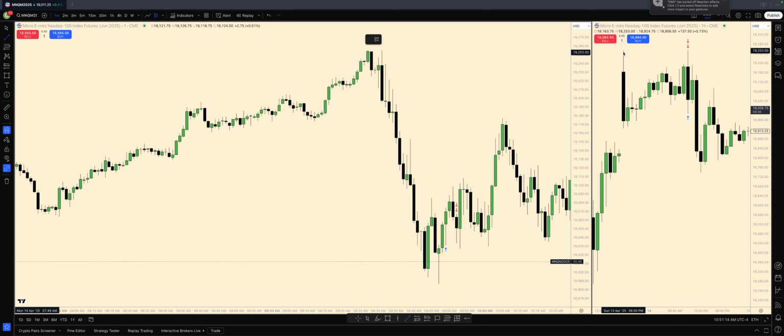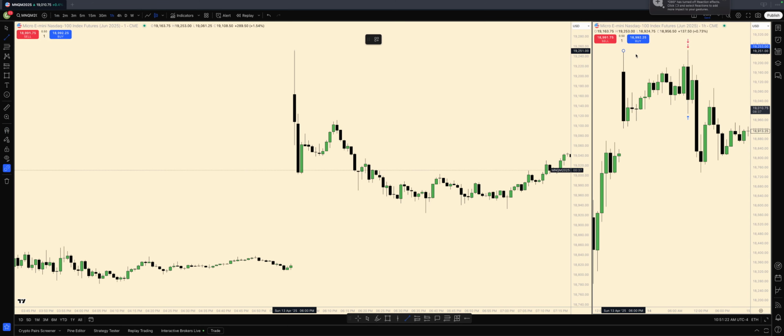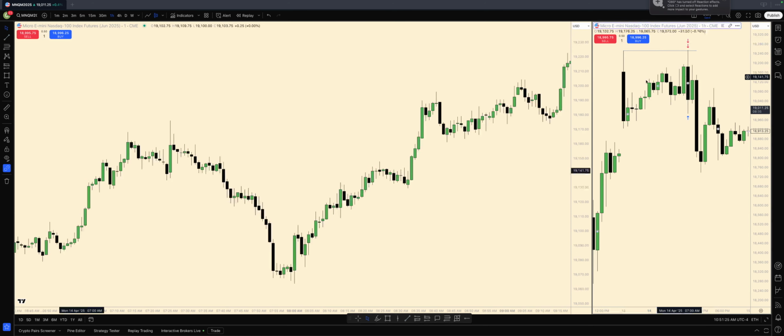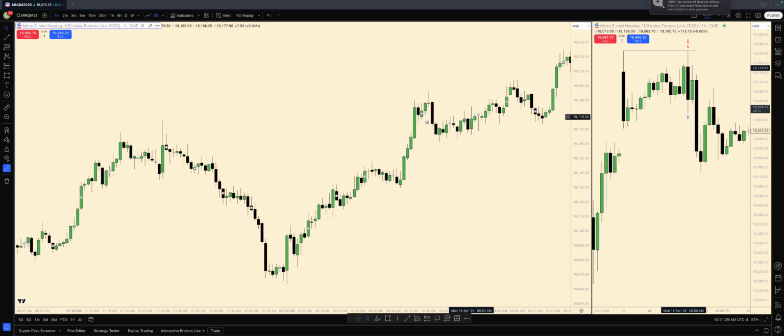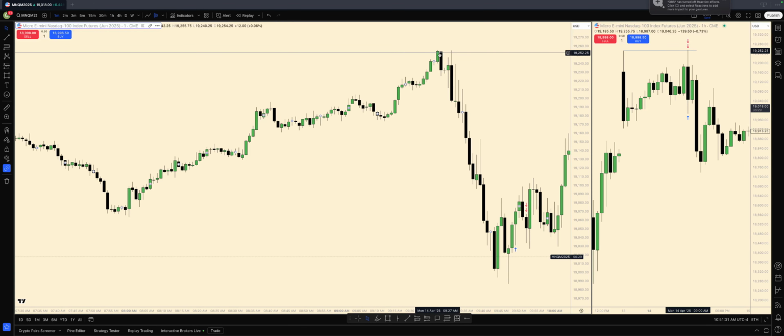So what do we have here on the hour? On the hour, we have a couple things. One, we have a new week opening gap. Two, we do have, believe it or not, a sweep of liquidity of this high, which you will see right there. So we do in fact sweep the high.